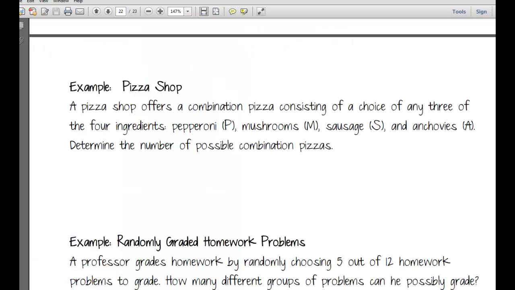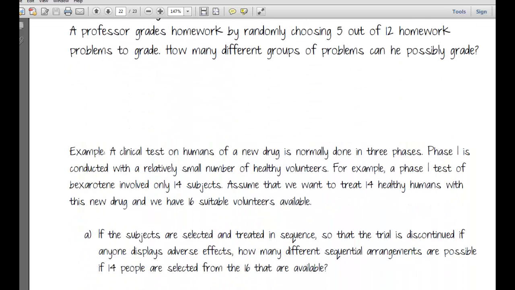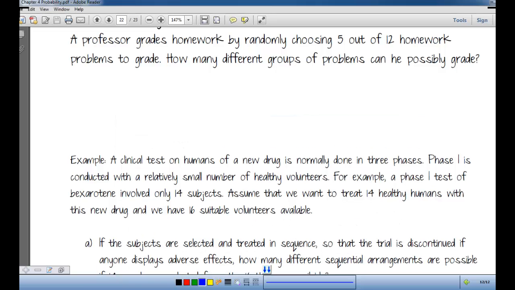Randomly graded homework problems. A professor grades homework by randomly choosing 5 out of 12 homework problems to grade. How many different groups of problems can he possibly grade? All right, so what do you see in this problem that might help us figure out how to solve it? Are we counting or are we calculating probability? Counting. It says how many.